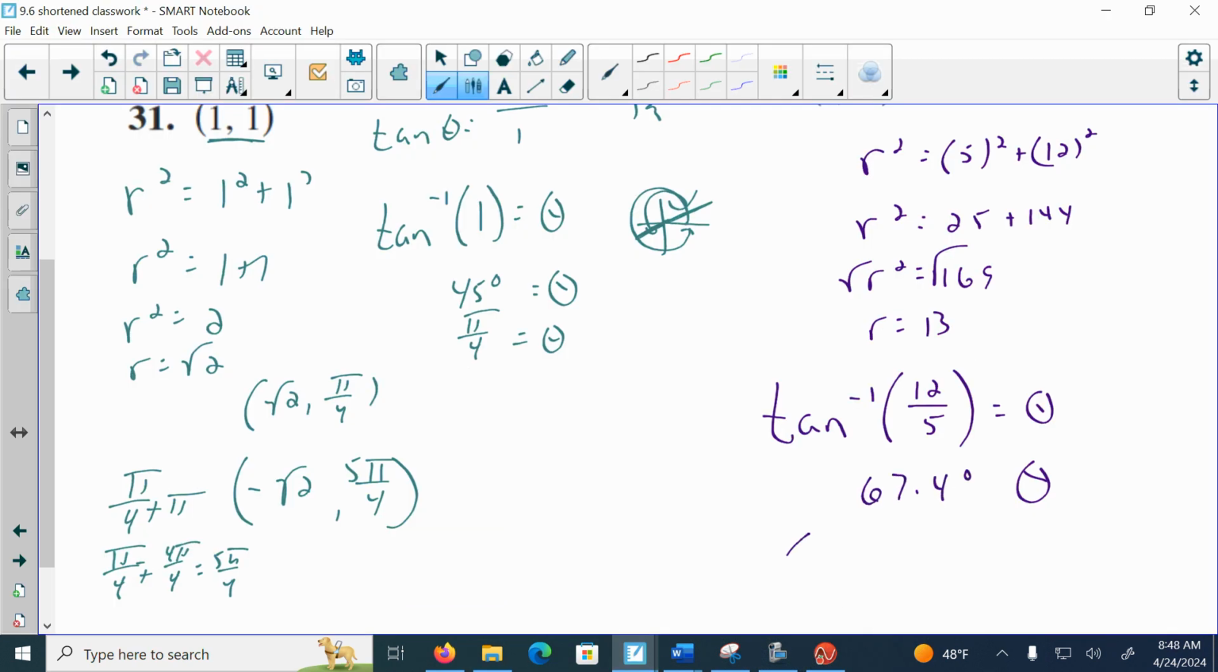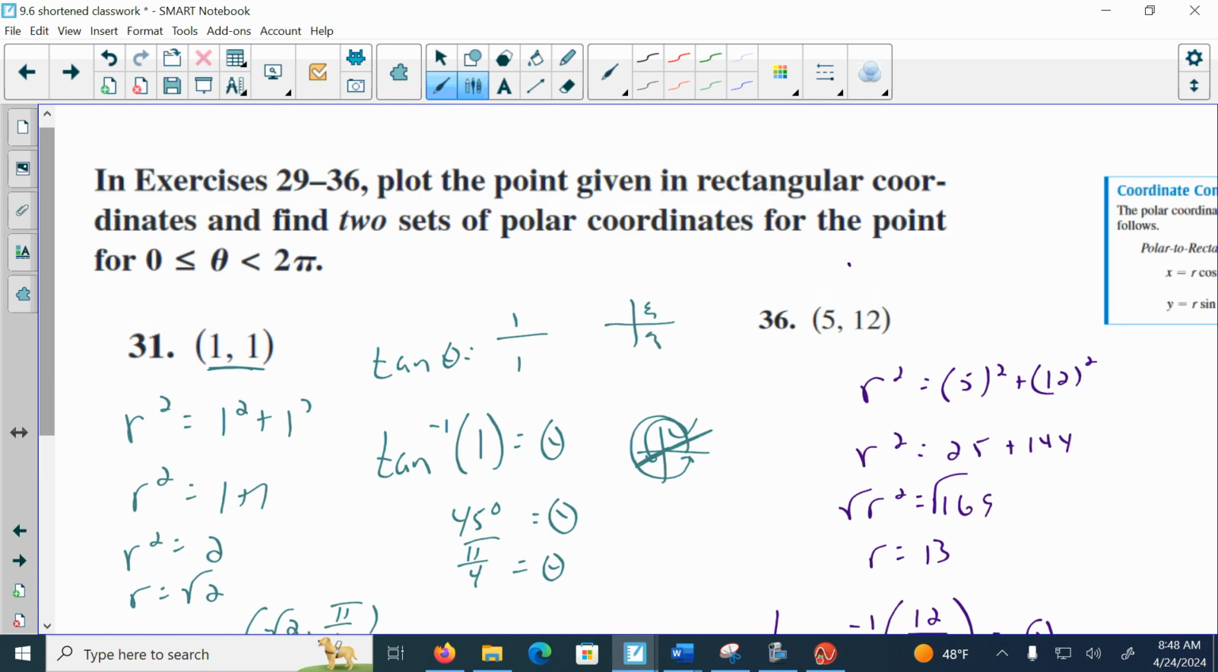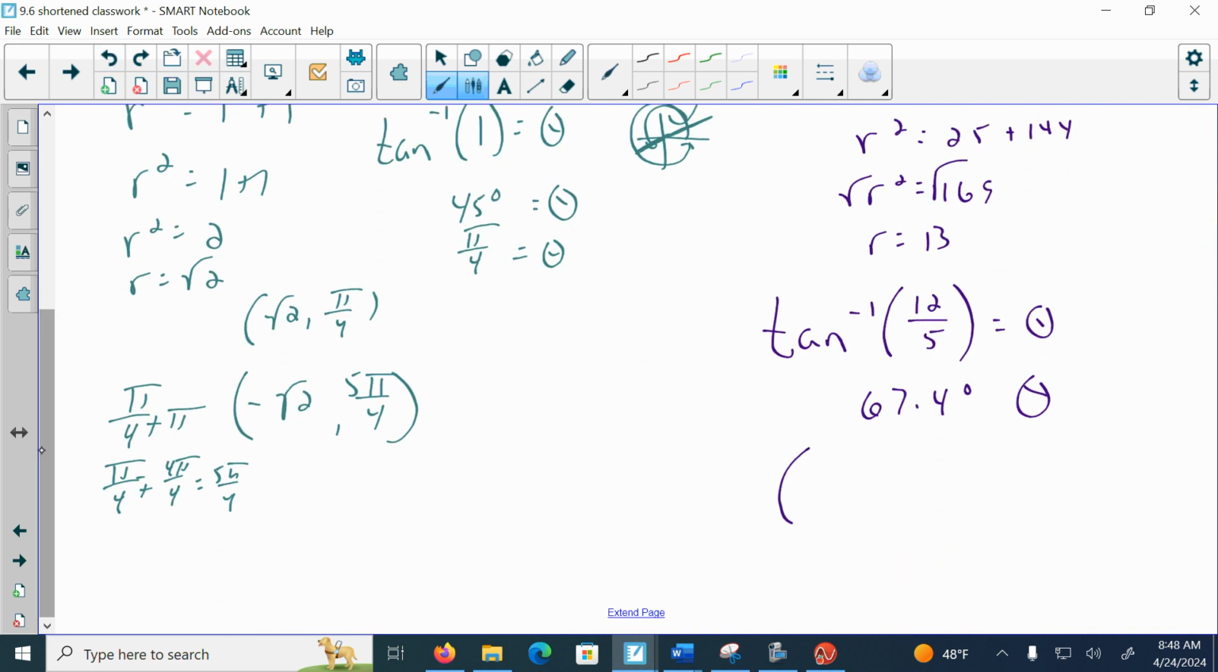So that's my angle. Before I write that, I'm going to check if this point is in the first quadrant. This angle is also in the first quadrant. So since they match, I'm good to go. If they did not match, I would either make my radius negative, or I could add 180 to my angle. So this is my first one: 13, and then 67.4 degrees.